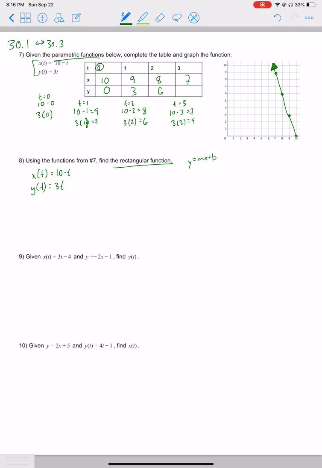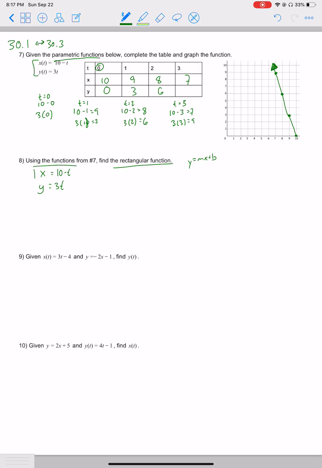We want to get rid of t just so we have y on one side and then x and some numbers on the other side. So we can clean these up. We don't really have to write this part right here. We can just say x equals 10 minus t and y equals 3t.